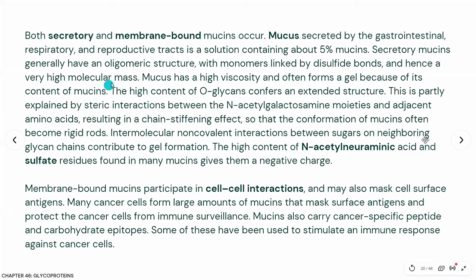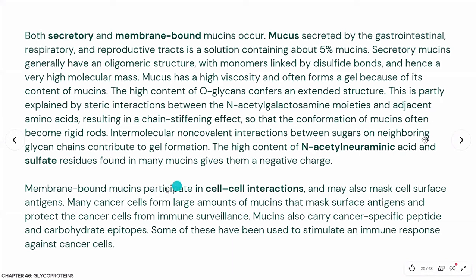Mucus has a high viscosity and forms a gel because of mucin content. The high content of oxygen glycans confers an extended structure. It explains the steric interaction. All right.